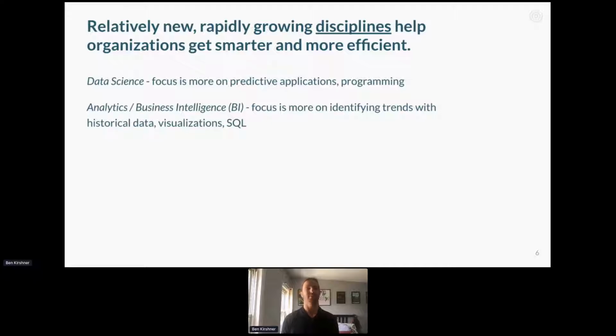But to bring that back to our first set of buzzwords, if I were to differentiate slightly between data science and analytics, in data science, you might see a slightly more focus on predictive applications, potentially more traditional programming or software engineering. On the analytics or BI side, that is business intelligence, the focus might be a little bit more on identifying trends with historical data, producing reports or visualizations, and a lot of this happens with SQL. Again, some later sessions will focus a little bit more on what these roles are and who to look for in those capacities.